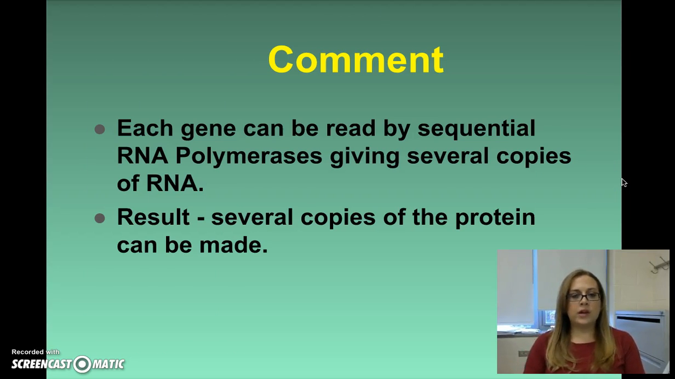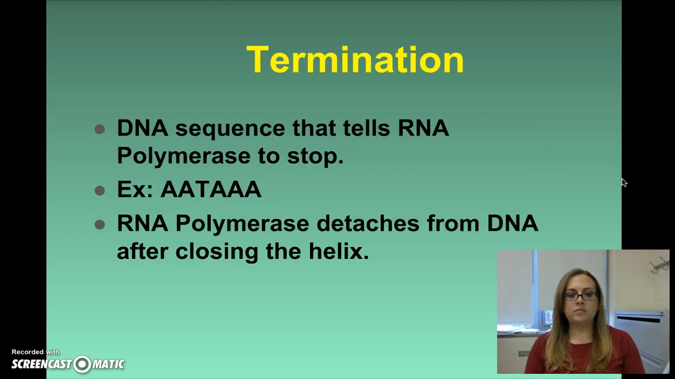So just a quick comment, each gene can be read by sequential RNA polymerases, and what that means is you can have one RNA polymerase going through this and copying one RNA transcript, but then you can have another RNA polymerase doing the same thing right after it. And so you're going to get several copies of that protein that can be made because you're copying the gene multiple times.